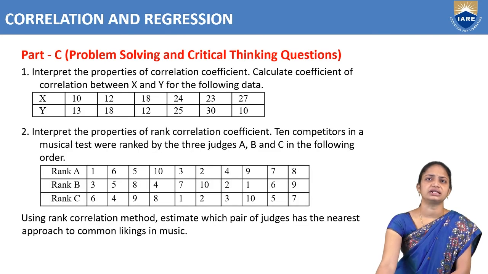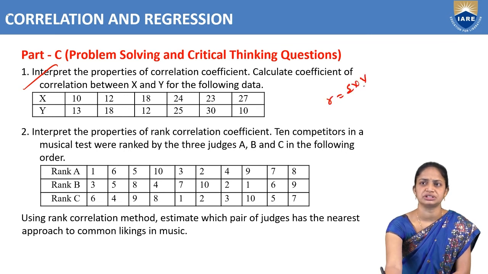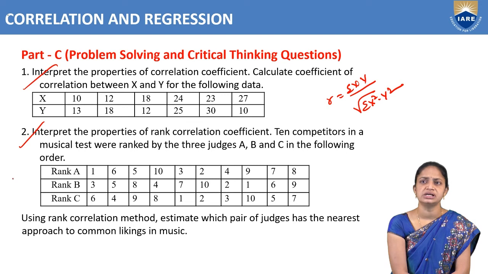Now coming to part C, problem solving and critical thinking questions. The first one is interpret the properties of correlation coefficient and rank correlation between x and y. For the correlation coefficient we have to use this formula, summation xy by under root of summation x square into summation y square. We have discussed this in part B. So interpret the properties of rank correlation coefficient.